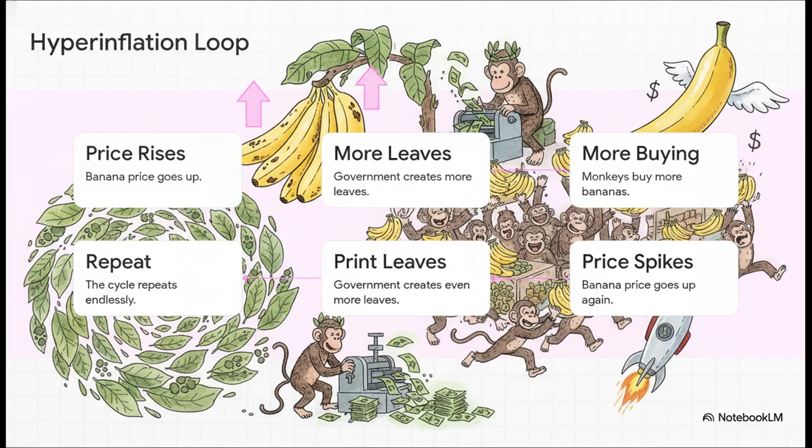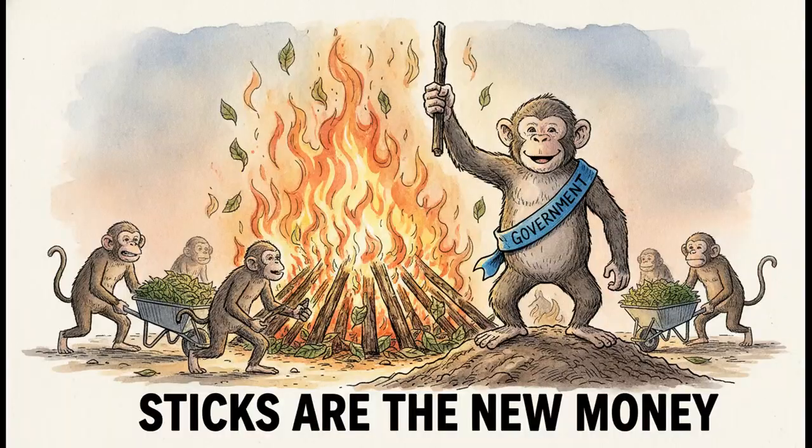Step 5. So the monkey government creates even more leaves. Step 6. The price goes up again. So they print more leaves. Price goes up. More leaves. It is a completely ridiculous, entirely unhinged cycle of printing currency just to chase runaway prices, and spoiler alert, it never ever works. And boom, that brings us to the ultimate collapse.